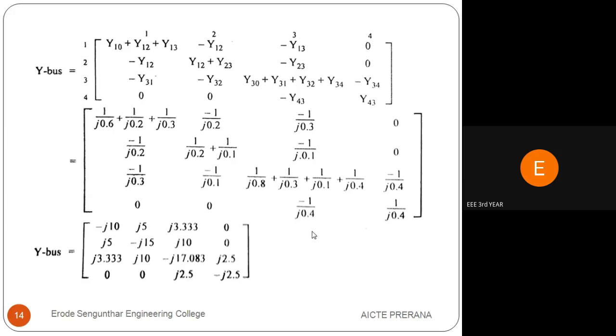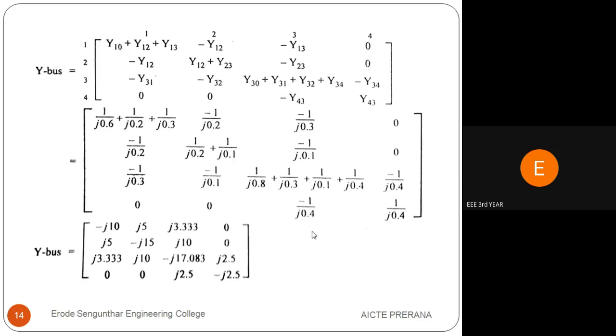Here I said already the given value is impedance, so we have to take the reciprocal for admittance, because we are considering admittance here. Y is equal to 1 by Z. In the given data, they are given as impedance values. So to convert that impedance value to an admittance value, we have to take the reciprocal.